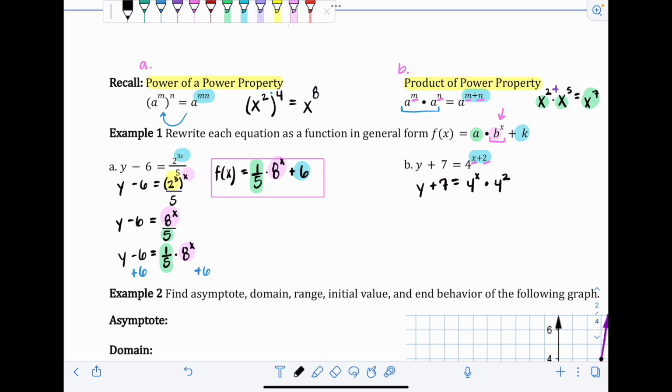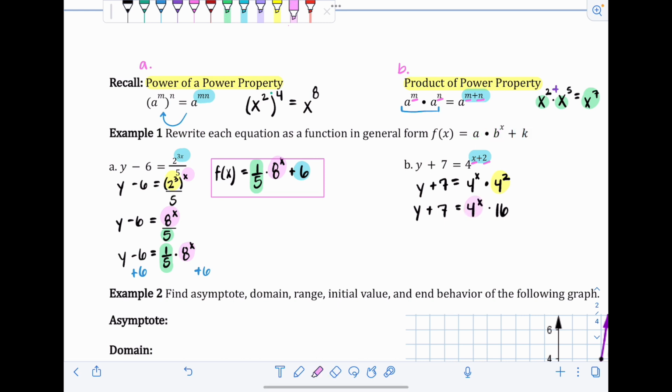Anyways, okay, so I'm going to go ahead and simplify this 4 squared because we can. So y plus 7 equals 4 to the x power times 4 squared is 16. And this looks like it's okay in the order that it's in now, but since that 16 is being multiplied by the 4 to the x, let me go back through and code this.